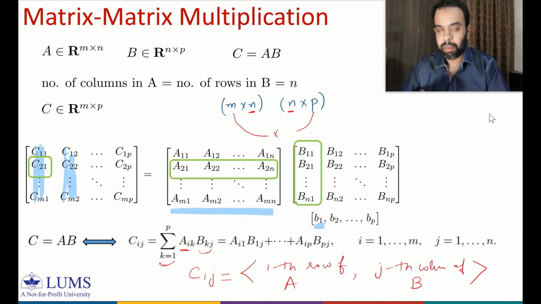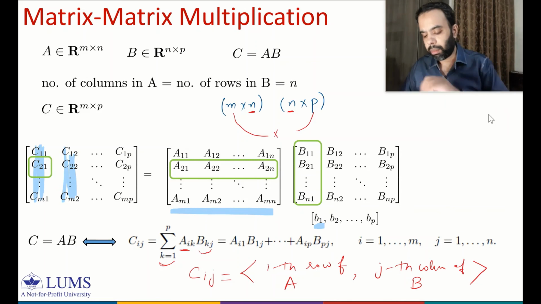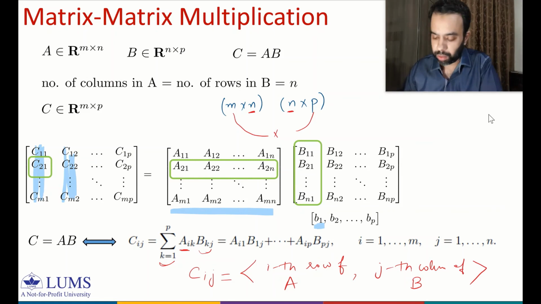Or we can say this matrix multiplication generalizes a matrix-vector product. So you have a matrix times one vector, you obtain the first column. To multiply the matrix with the second column, you obtain the second column of the output, and so on and so forth.